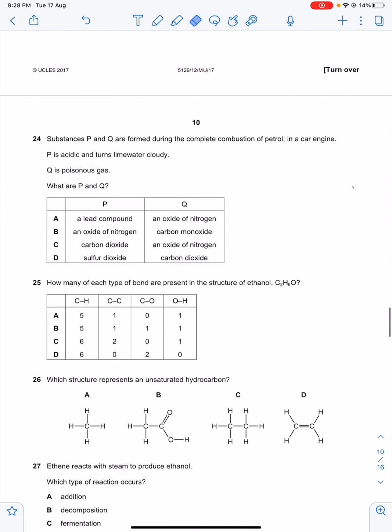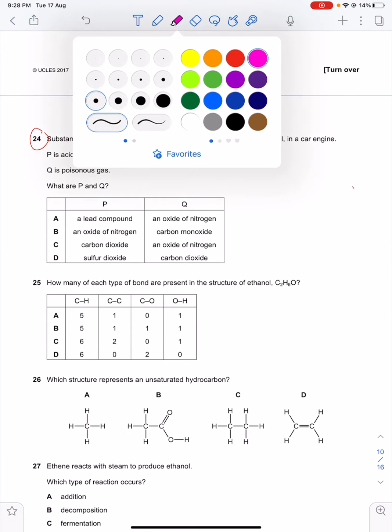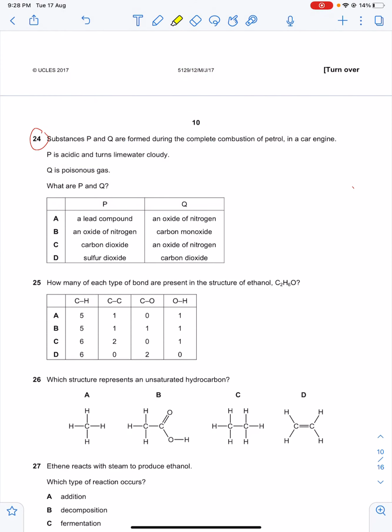Okay, so for this question 24. P and Q are formed during the complete combustion of petrol. So you need to highlight important keywords here, key points. So it's the complete combustion of petrol. Now, this topic, when you see car engine and towards the end of the question of the chemistry part, it is most likely under pollution.